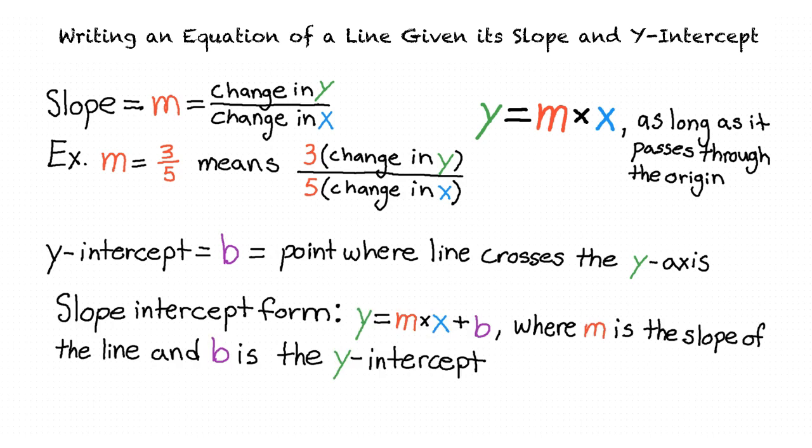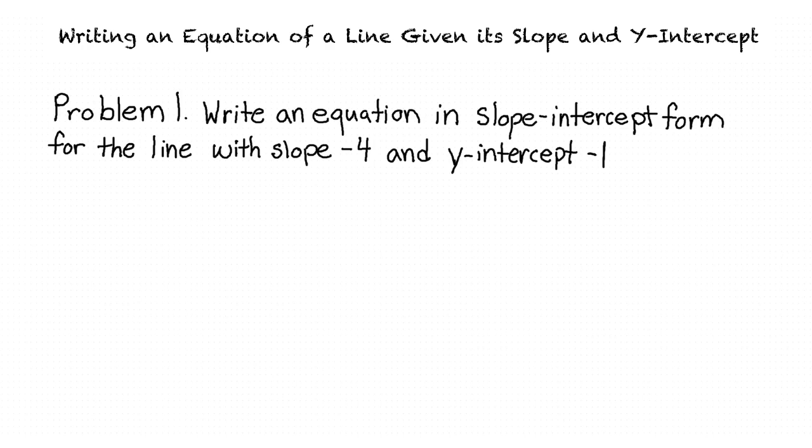Let's go ahead and try out a practice problem. Here we have a problem asking us to write the equation for a line with a slope of -4 and a y-intercept of -1. Remember that slope-intercept form is written as y equals m times x plus b, where m is the slope and b is the y-intercept. In this specific problem, m will equal -4 and b will equal -1.